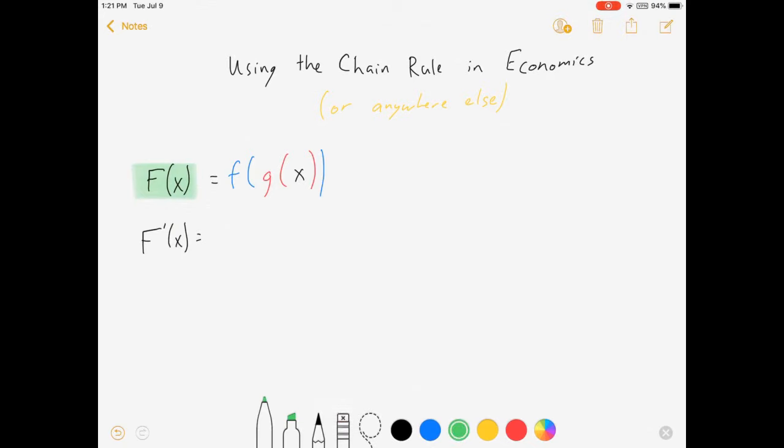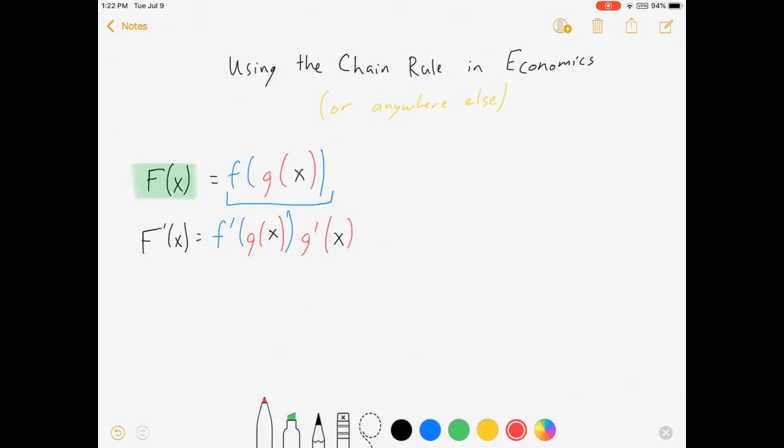Now I will go through this and write out the general rule first, and I'm going to apply it to an example from one of my macroeconomics videos. And so what's this going to look like? We're going to take the derivative of big F by first taking the derivative of the main function, the little f prime of g of x, and then we're going to also multiply this by the derivative of the inside, g prime of x.